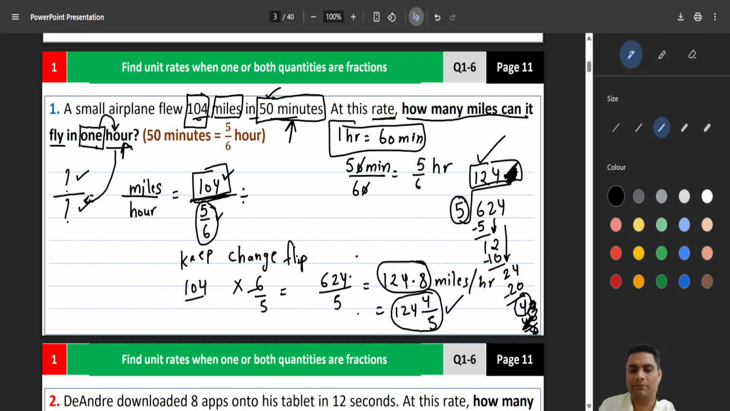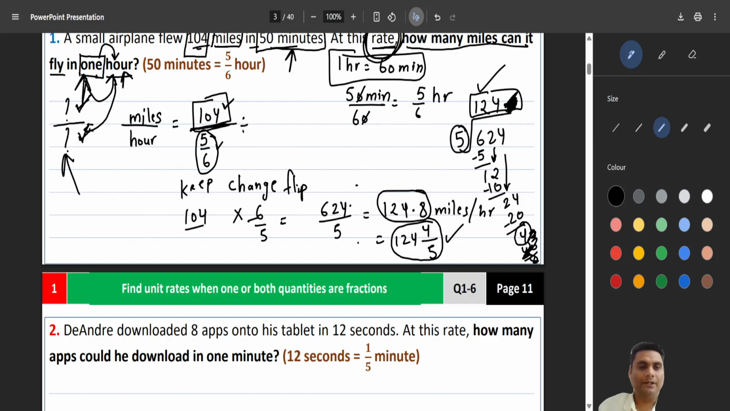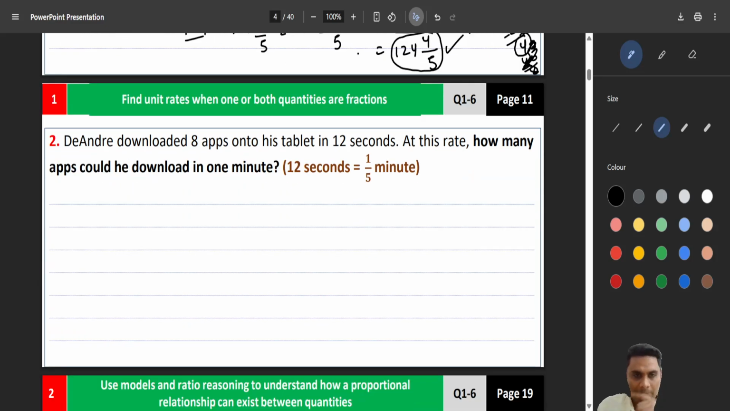So this is question number 1. What did we learn? Whenever we are talking about unit rate, whenever we are talking about the rate, we need a ratio. In the ratio, some number will come up, some number will come down. How will you choose it? You will find the keyword 1. Whatever comes after 1 goes down. The other one comes up. Then for division, you can use keep, change, flip like we did here. Then you can solve and get the answer. Let's try one more question.